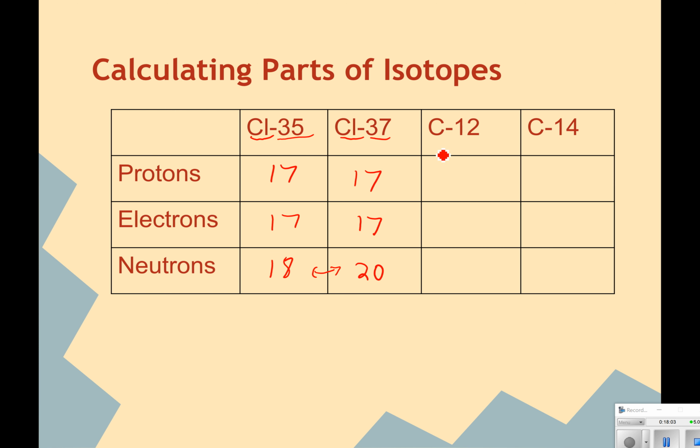Carbon-12 and carbon-14, since we're talking about carbon, we have 6 protons, which means we have 6 electrons in a neutral atom. And the number of neutrons, we're just going to subtract from our mass number. Carbon-12 has 6 neutrons, the most abundant isotope of carbon, and carbon-14 would have 8. 14 minus 6 would get us 8.